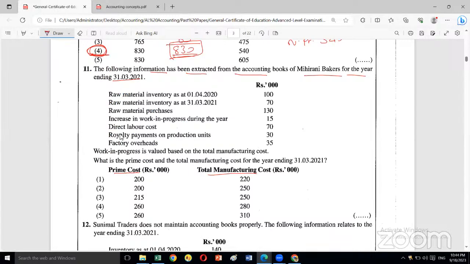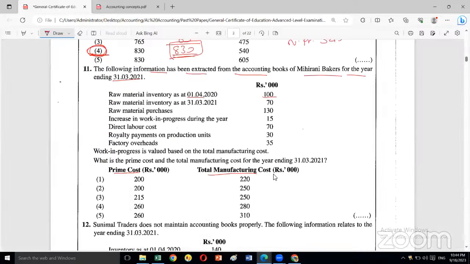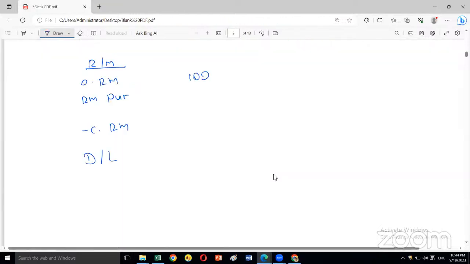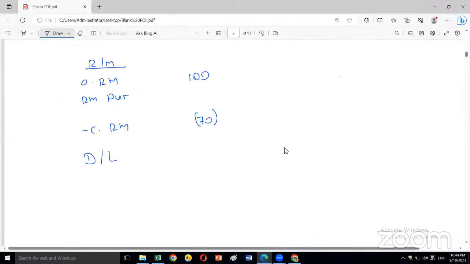Here they gave the opening date. Opening raw material is 100,000. After that they gave the closing raw material, the value is 70. And after that they gave the raw material purchase. How much is the raw material purchase? 130,000.